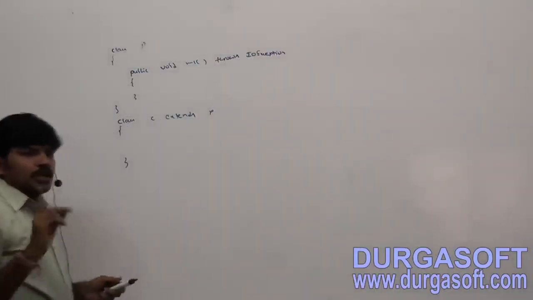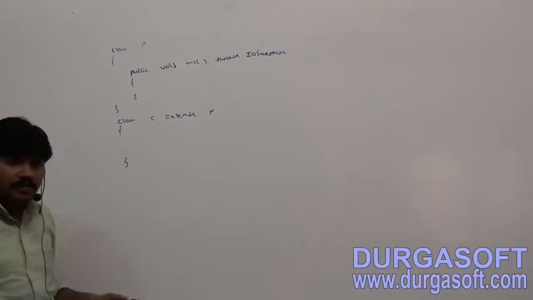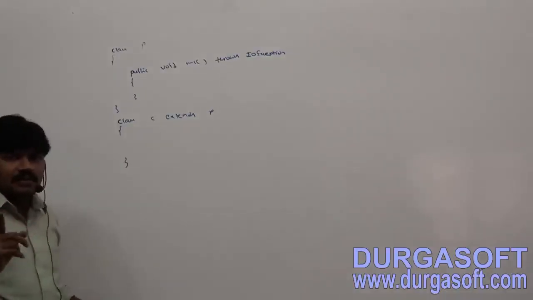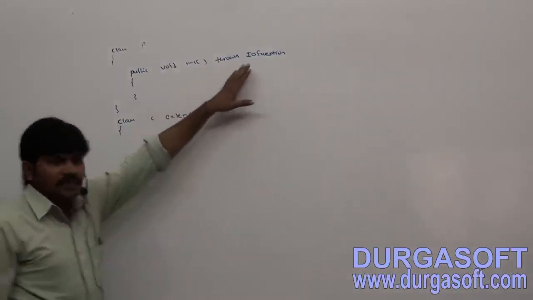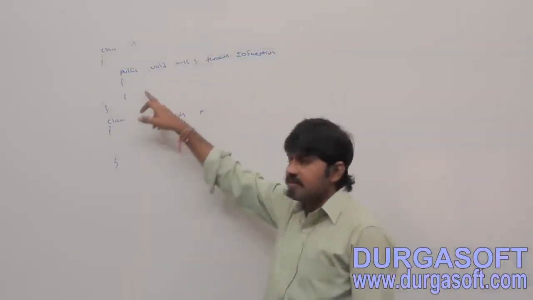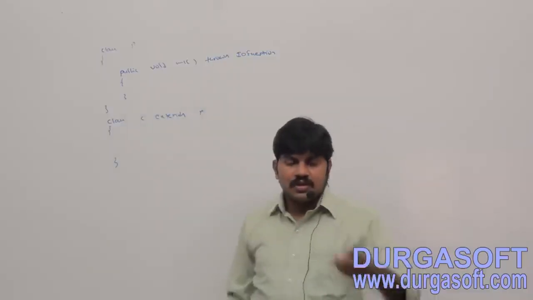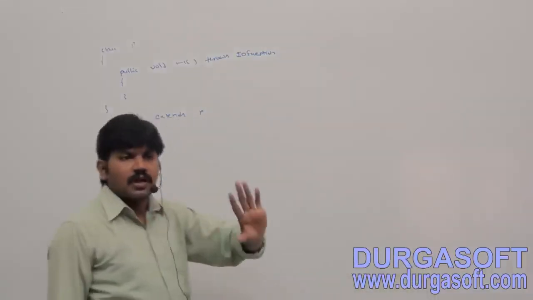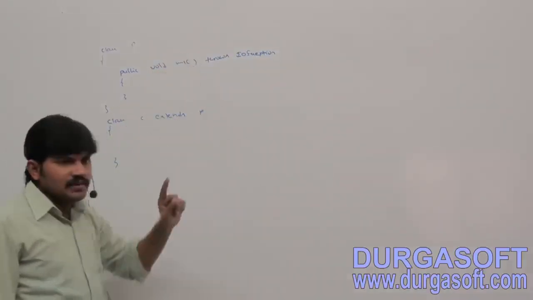Sir, if a method throws a checked exception, what does it mean? The caller is responsible to handle it. If any method throws some exception, what is the meaning of that? The person who is calling this method is responsible to handle the IOException, either by try catch or by the throws keyword. Compulsorily the caller is responsible to handle this exception.